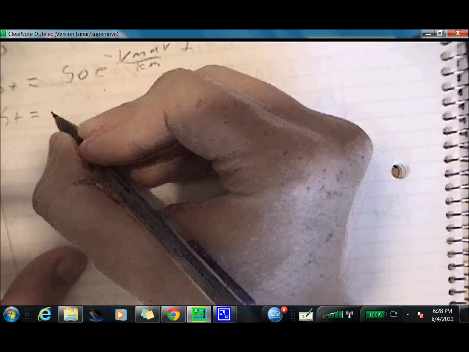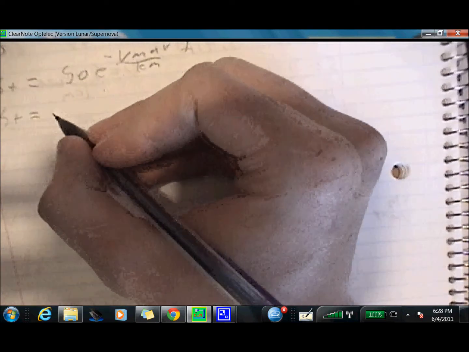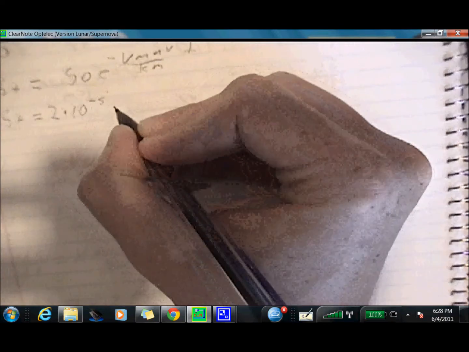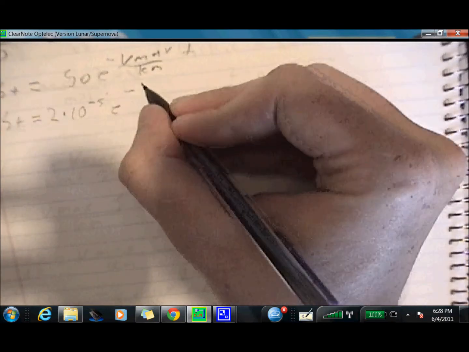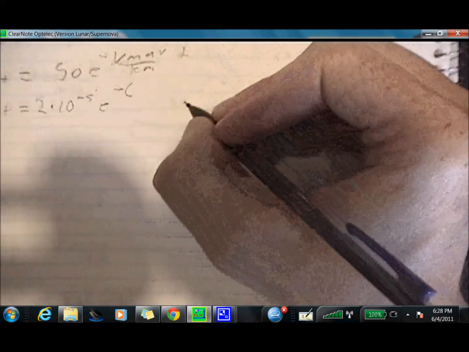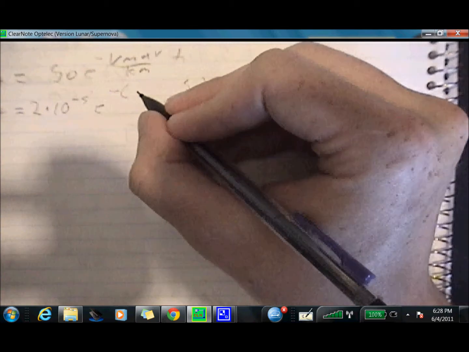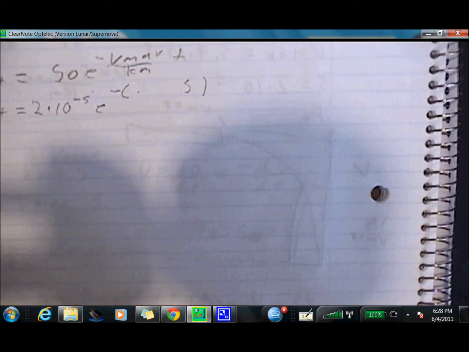Okay. So what we're going to do is we're going to do this. St equals 2 times 10 to the negative fifth, e raised to the negative Vmax over Km times t. T is going to be 5. Km is 2.6 times 10 to the negative third.